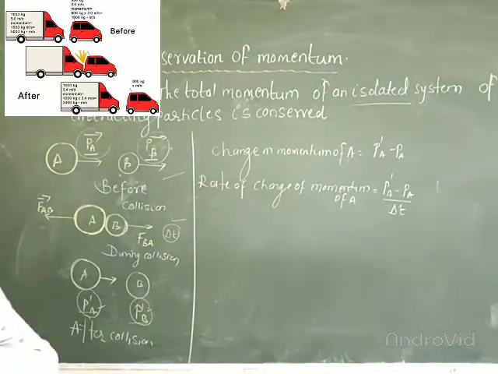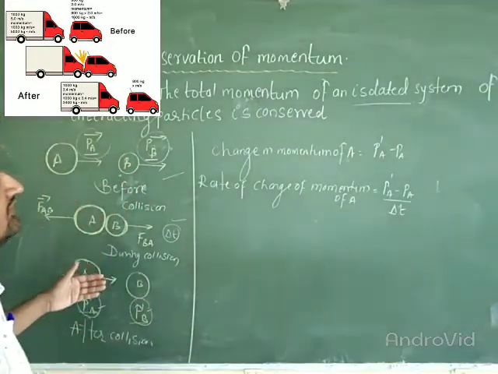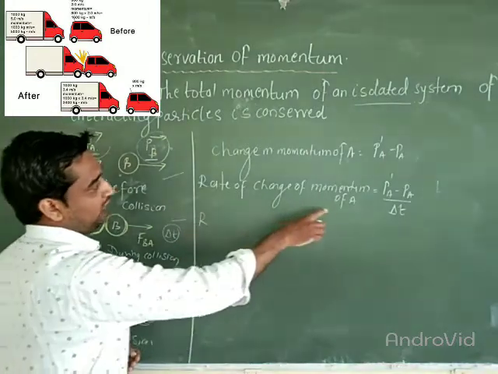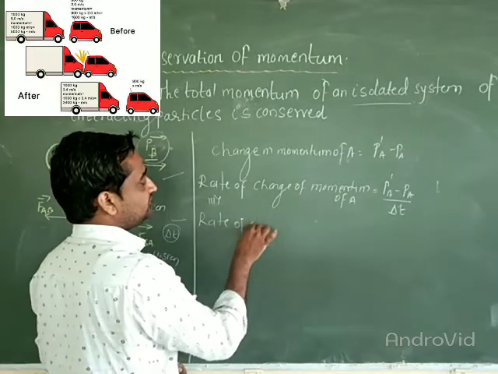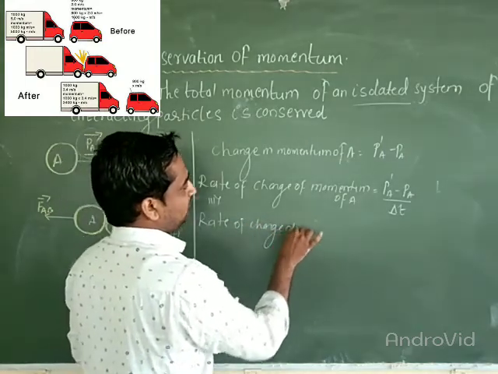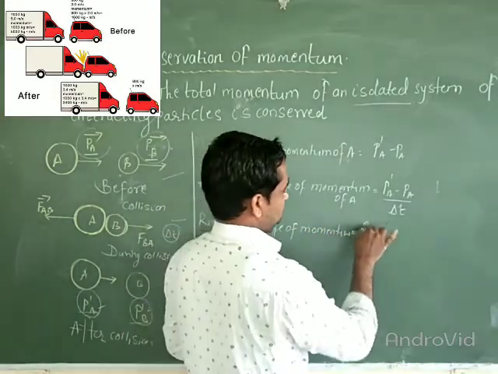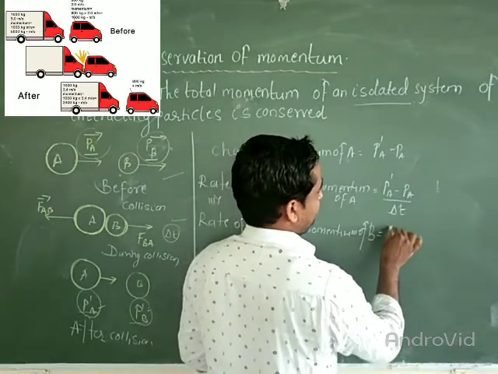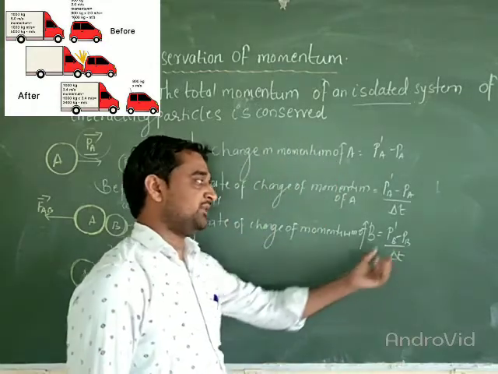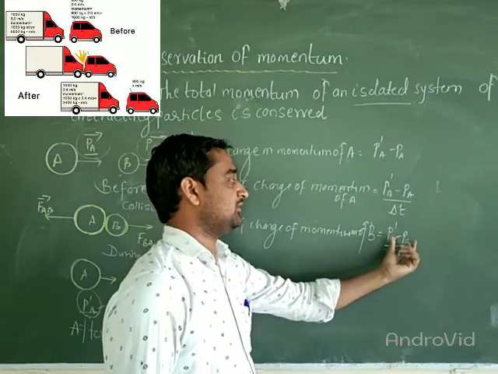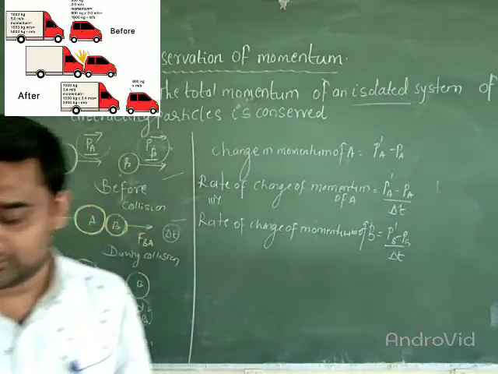Similarly the rate of change of momentum of B, right? Collide ಆದ ನಂತರ ಏನಾಗ್ತಿದೆ ನೋಡಿ, rate for body A, this one we have done. Therefore similarly, the rate of change of momentum of body B is equal to what? P dash B minus PB divided by delta t. So the momentum change, rate of change of momentum with time is P dash B minus PB divided by delta t. The final momentum minus initial momentum we take, right?